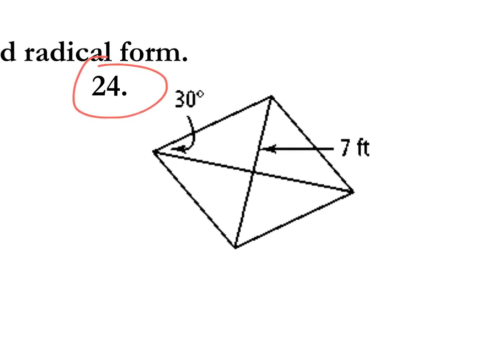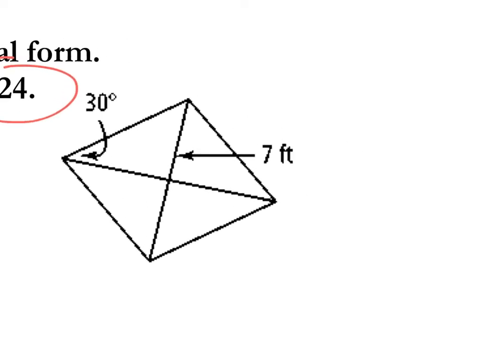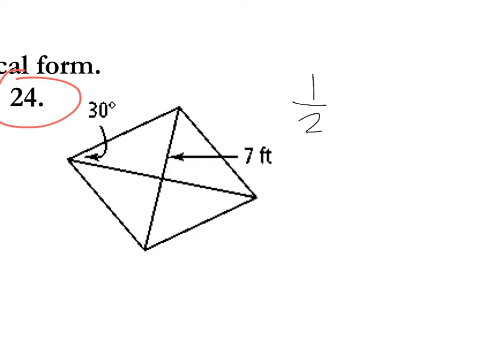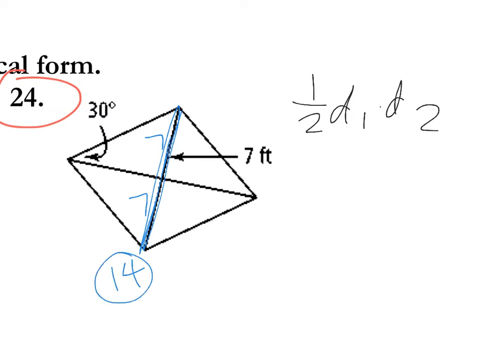Number 24 we did not like because you had to go back to the last chapter. So this is a rhombus. It says that in the directions. So the formula is going to be 1/2 d1 times d2, which means we need to first off know what this whole diagonal is. This is 7, this is going to be 7 because they're bisected in a rhombus, so that's 14. But I need you to be careful.